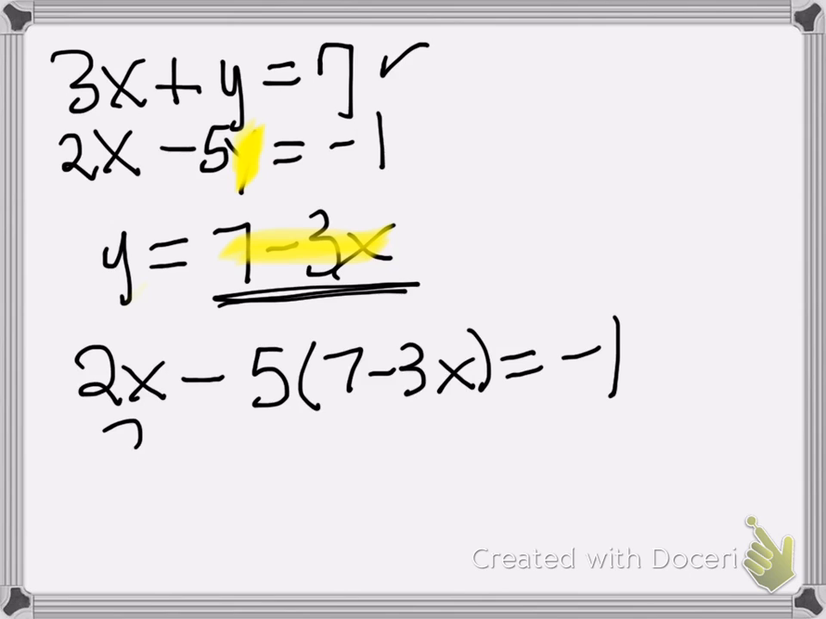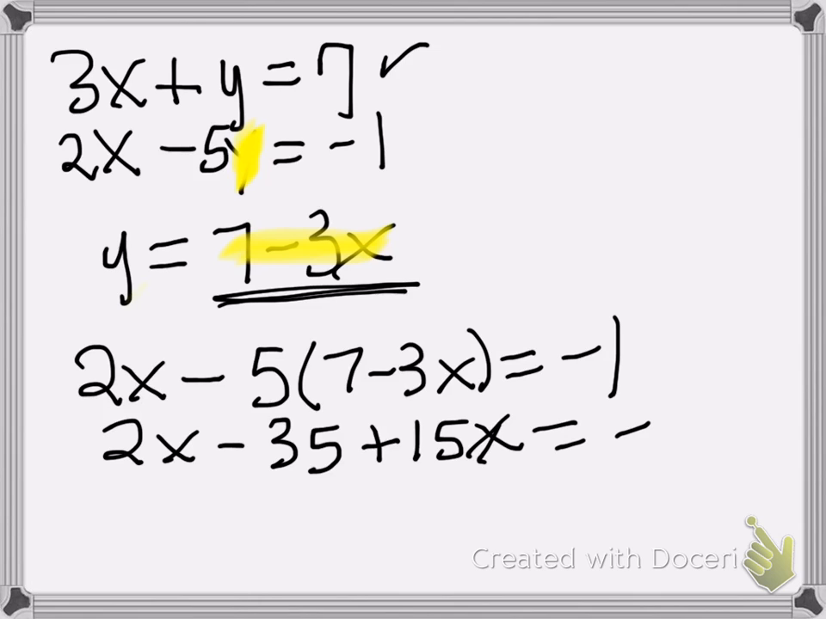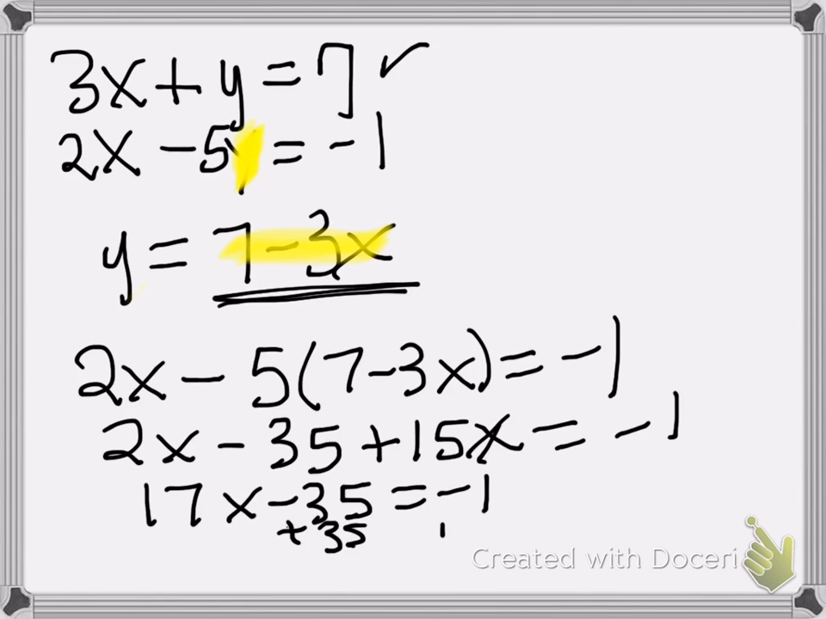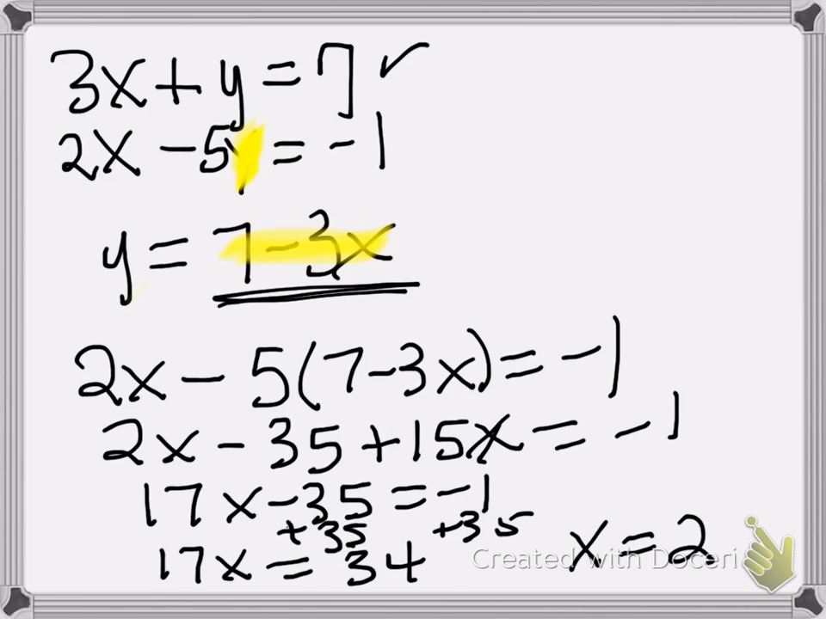Okay, now I'm going to distribute. That's negative 35 plus 15x equals negative 1. Let's put our x's together. That's 17x minus 35 equals negative 1. Then I'm going to add 35 to both sides. And I get 17x equals 34. So x equals 2 when I divide both sides by 17. All right, so there's one of my answers.